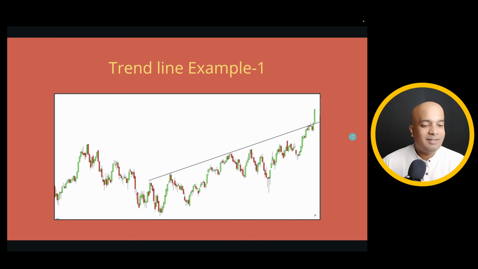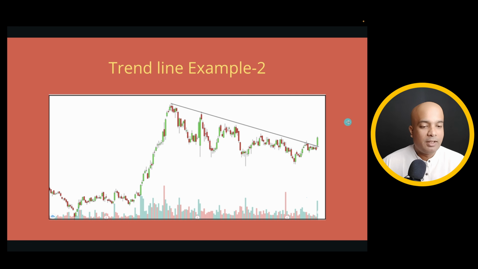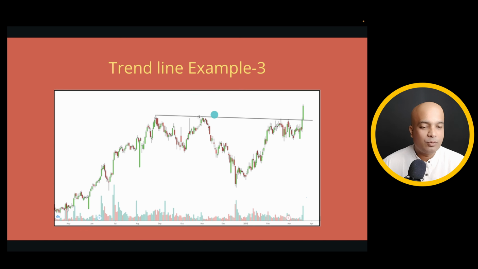So now these are some of the simple trend line examples. See, I have connected 1, 2, 3, 4, 5 peaks actually. Okay. This is one more example. Resistance trend line 1, 2, 3, 4, close to 5 peaks. So this is one more example. I've drawn a trend line like this: 1, 2, 3, 4, 5 peaks.